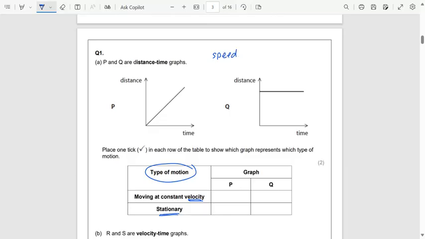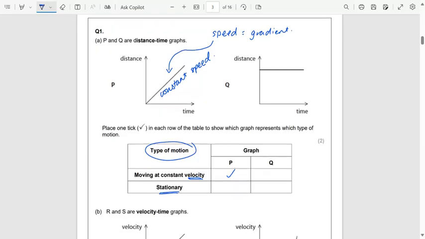which is speed in a given direction, is the gradient. So we have a look at the first graph, and we can see that there is a gradient, which means there is a speed. Now, because you have a constant gradient, in other words, it's a straight line, the value of the gradient isn't changing. Because there is a constant gradient, it means there is a constant speed or velocity. So P is moving at a constant velocity.